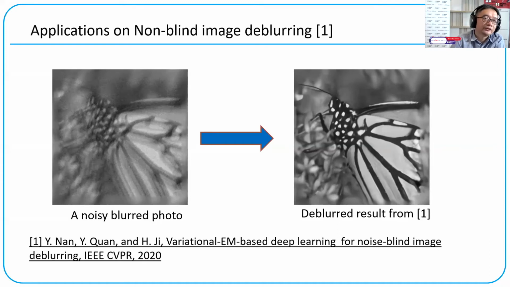So here the right is the output from a so-called model-based deep learning for image restoration. That is, you combine the mathematical method together with deep learning, and you can produce amazing results. That is, you get a better one: the blurred image, don't worry, you can get a clear one.